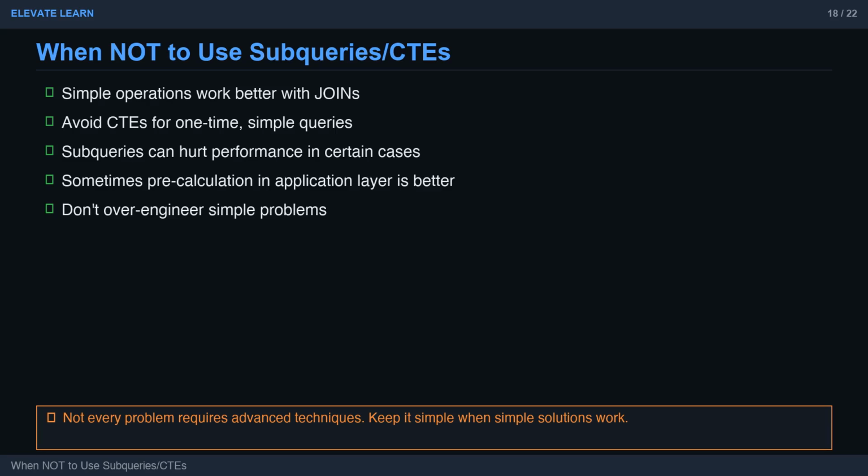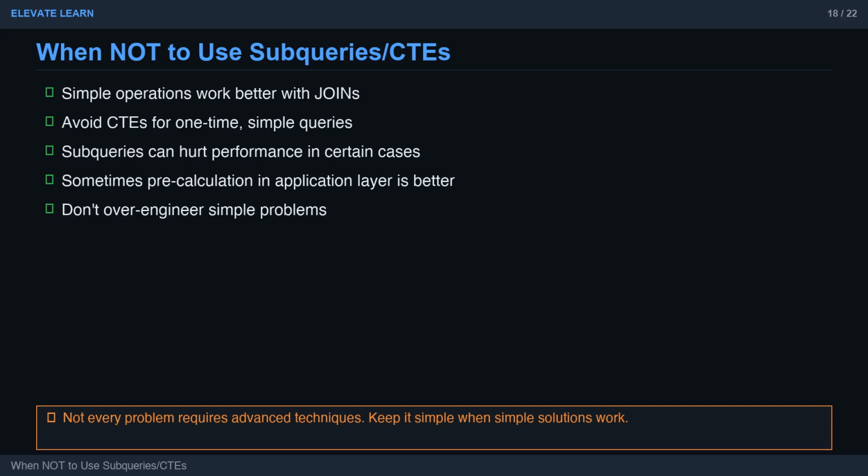While subqueries and CTEs are powerful, they're not always the best solution. Sometimes simpler is better. If you're just joining two tables with a straightforward relationship, a simple join is clearer and more efficient than wrapping it in a CTE. CTEs add overhead. You're creating and materializing a temporary dataset. For one-off, simple queries, this isn't worth it. Save CTEs for complex, multi-step analyses where they genuinely improve readability. Correlated subqueries on large datasets are performance killers.